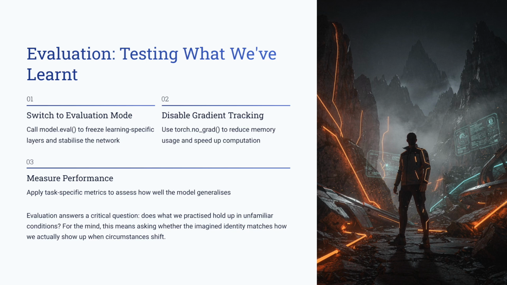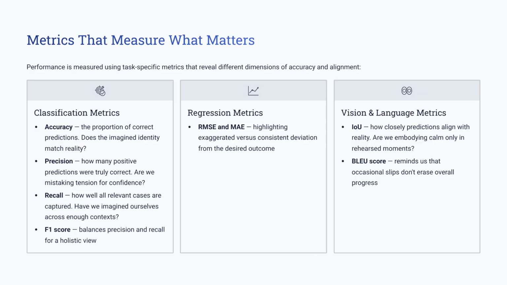This freezes learning-specific layers. We also use torch.no_grad to reduce memory usage and speed up computation. Evaluation answers a critical question. Does what we practiced hold up in unfamiliar conditions? Performance is measured using task-specific metrics. For classification, accuracy, the proportion of correct predictions. Does the imagined identity match how we actually show up?